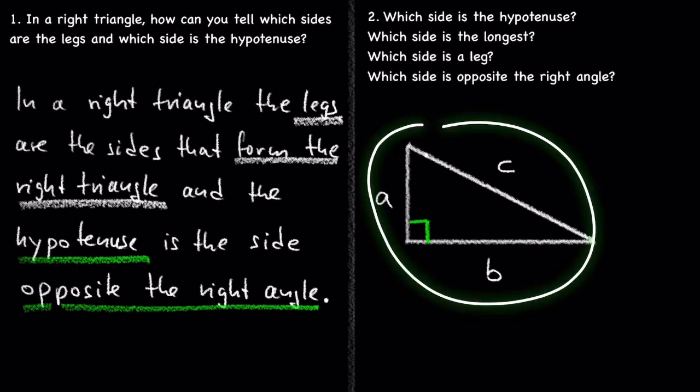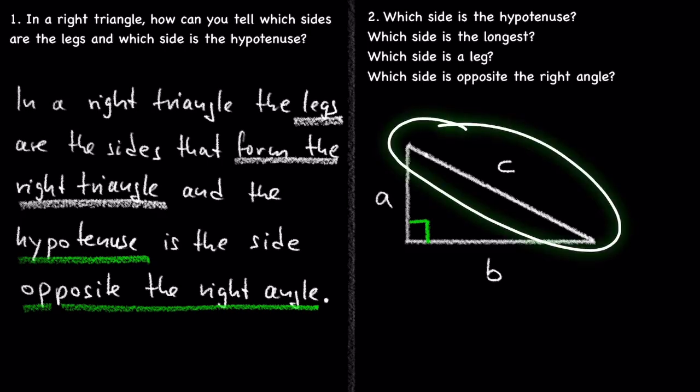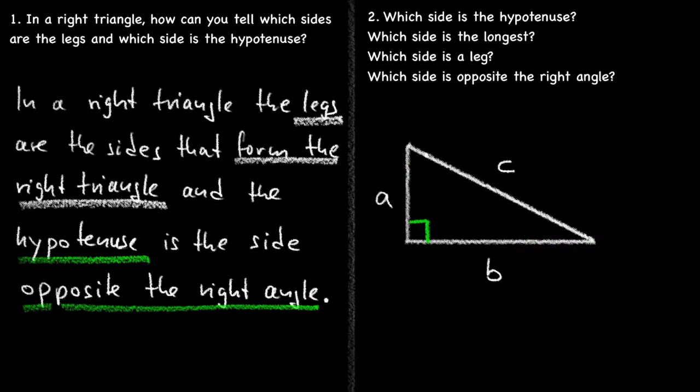Let's look at this triangle and answer these 4 questions. Which side is the hypotenuse? The hypotenuse is the side opposite of the right angle. Which side is the longest? The longest side in a right triangle is the hypotenuse. Which side is a leg? The legs are the sides that form the right angle. Which side is opposite the right angle? The hypotenuse is the side opposite of the right angle.